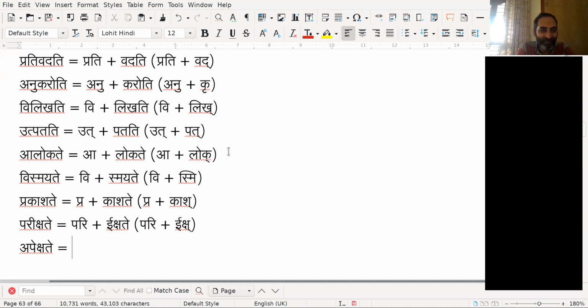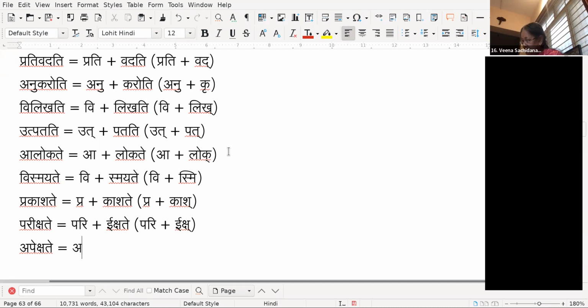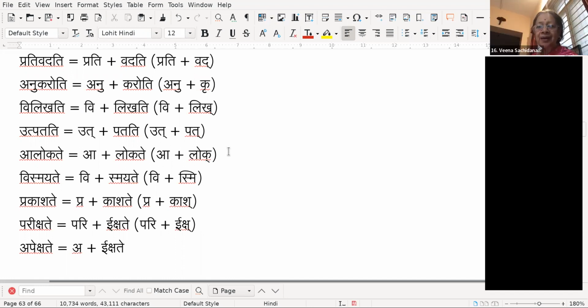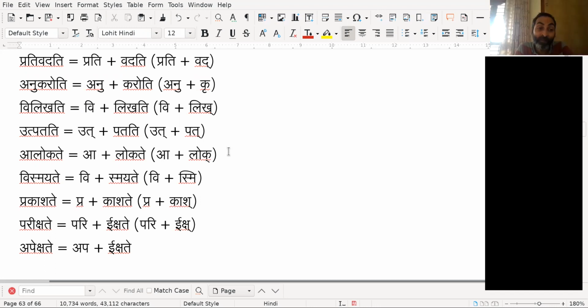Apekshate. A plus ekshate. A plus E kshate, if you do, A plus E is what? A plus E is A, so it should have become E kshate then, right? Not up. Up plus ikshate will become api ikshate. It is appa. Akara plus ikara is ekara.